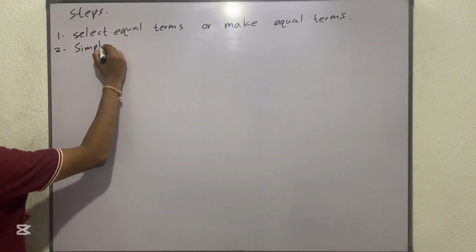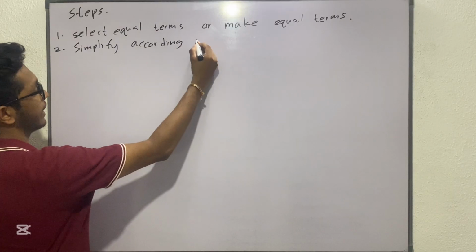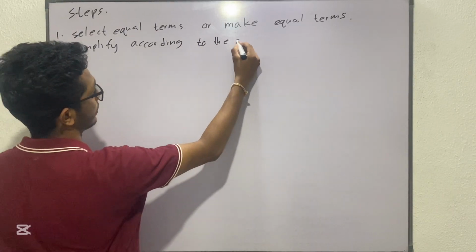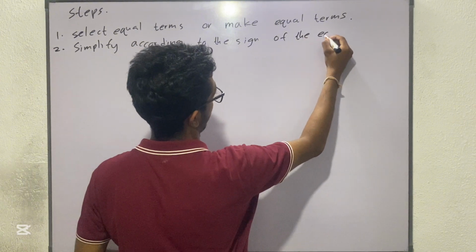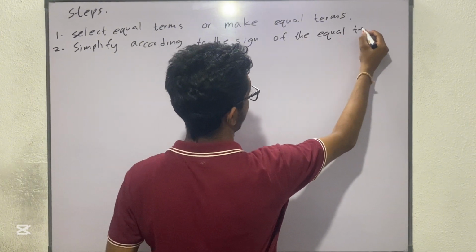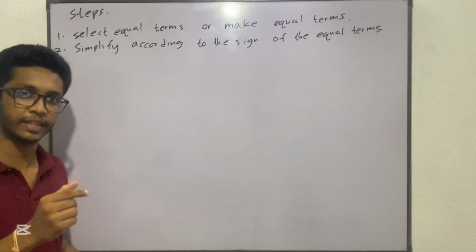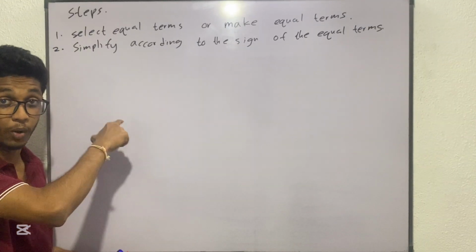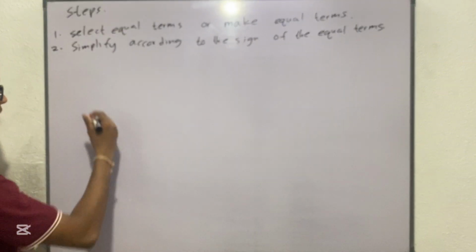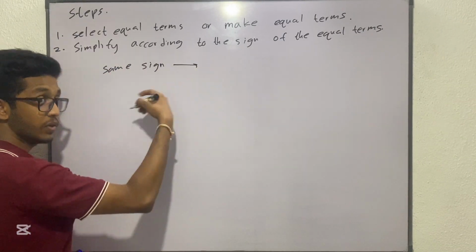Simplify according to the sign of the equal terms. That means after selecting equal terms, if both have same signs, both being plus plus or both being minus minus, then same signs we have to subtract.